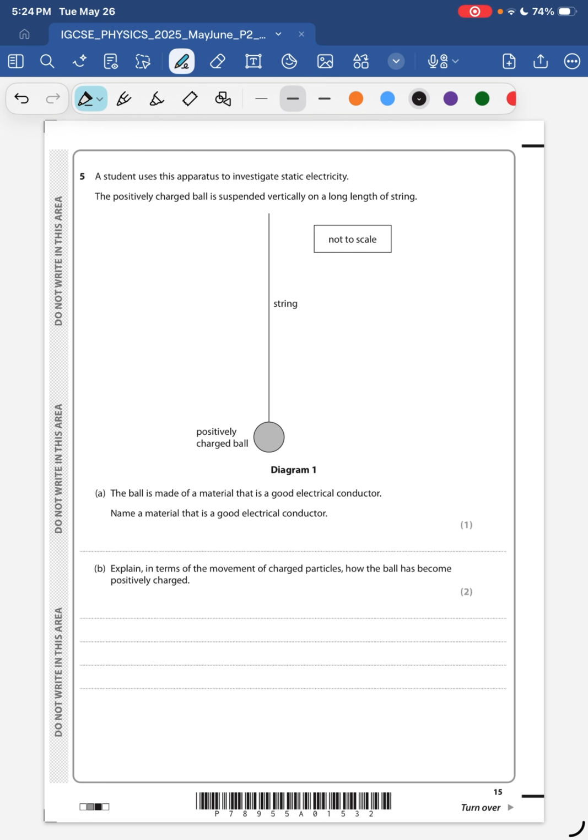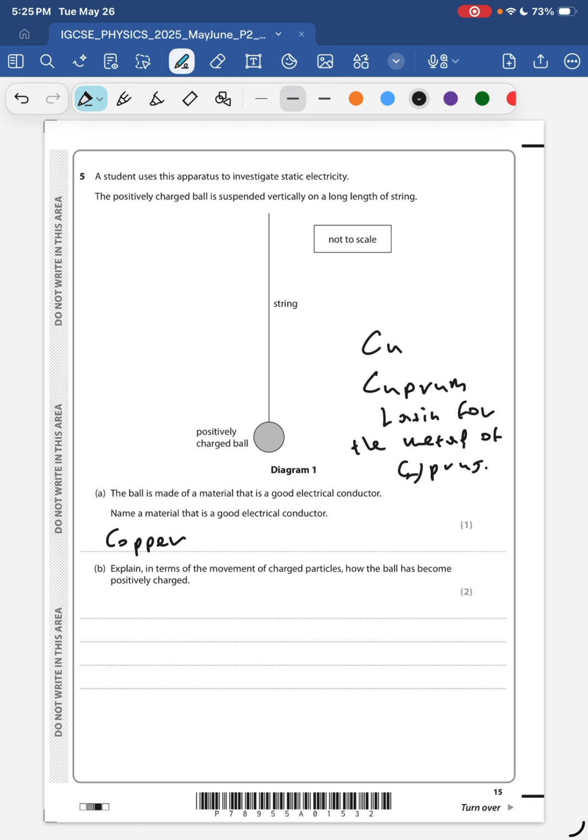I'm going to name copper. And in case you don't know, a little trivia for you: the chemical symbol is Cu, which stands for cuprum, which is the Latin name. So Latin for the metal of Cyprus, my home country. It used to be full of copper.